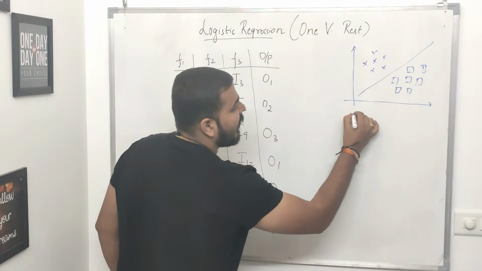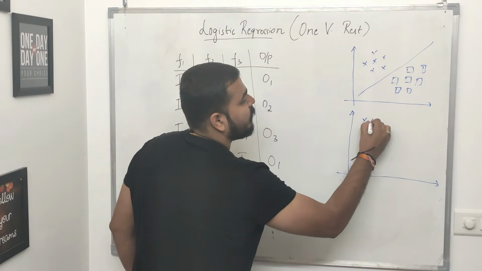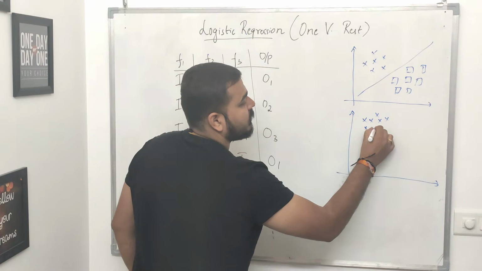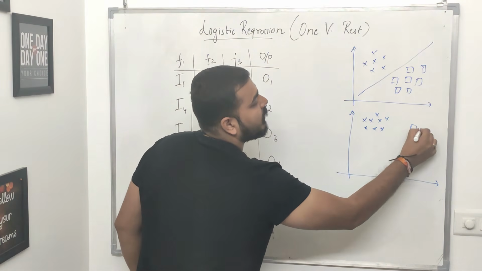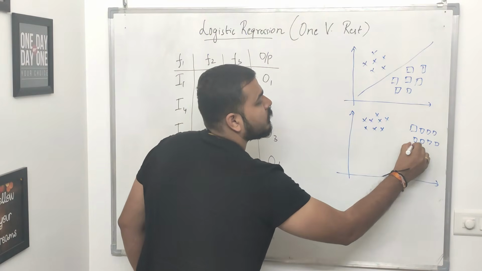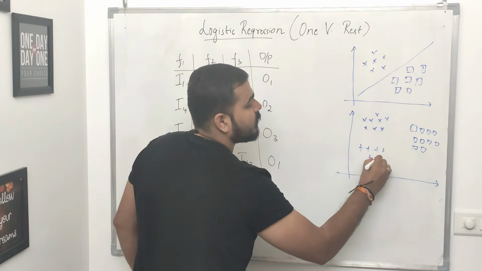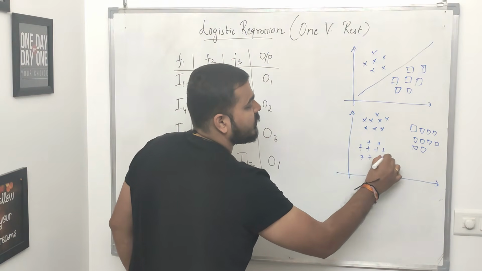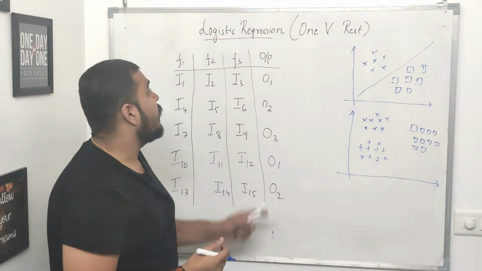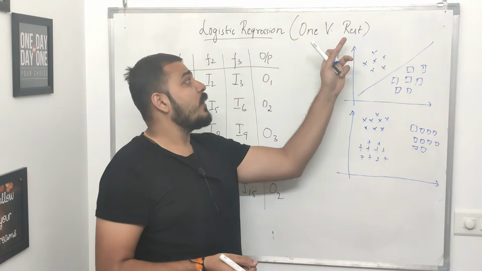Now, what if my output has multiple categories like this? Suppose I have a star here as one category, this is another classification category, and suppose this is another category. If I have this kind of problem statement, can we solve it with the help of logistic regression? Yes, it is definitely possible. There is something called one versus rest.